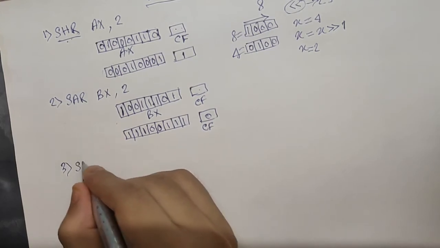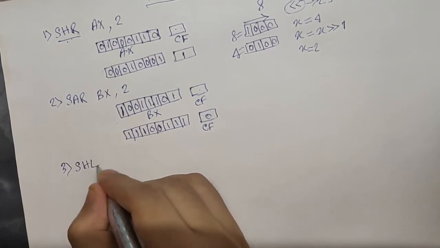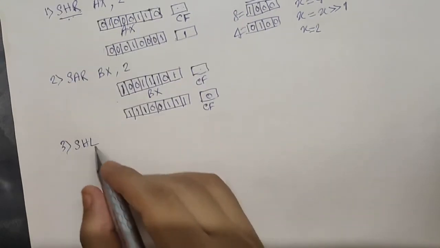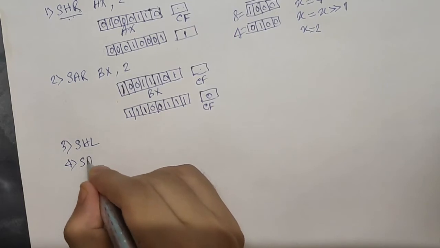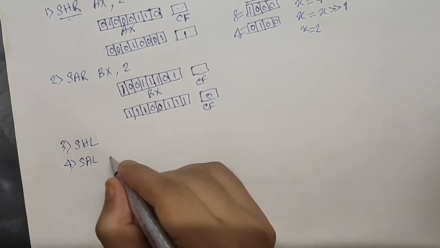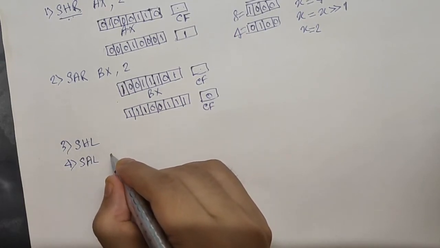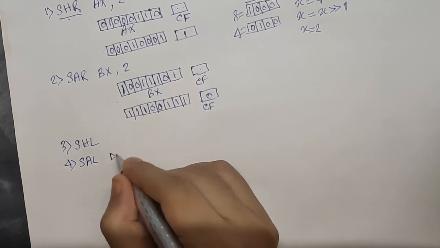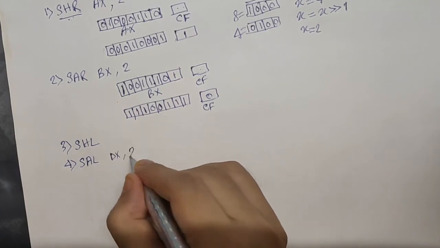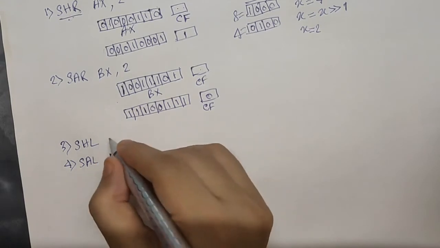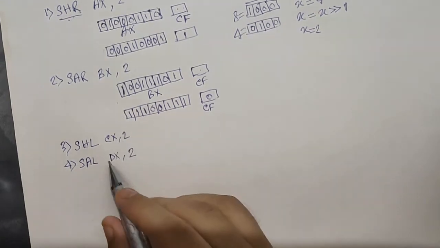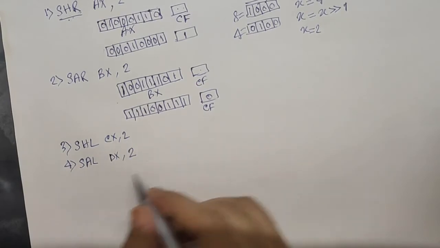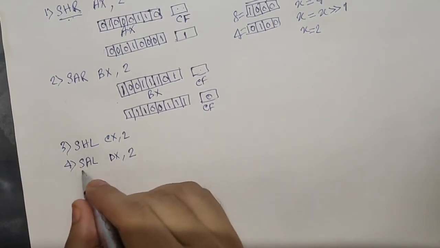So we have shift left, that is logical shift, and we have shift arithmetic left. Now this time I am taking it as dx, and also I'm doing this 2 times. For this example I am not showing you, but let us consider that it is cx. Now I'm doing this for this arithmetic left.